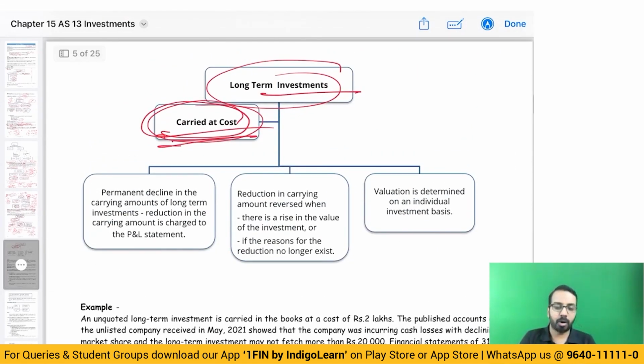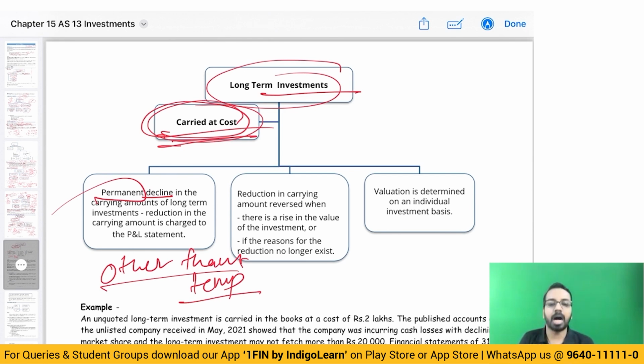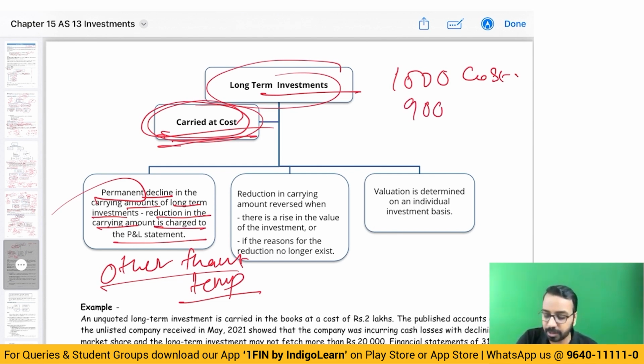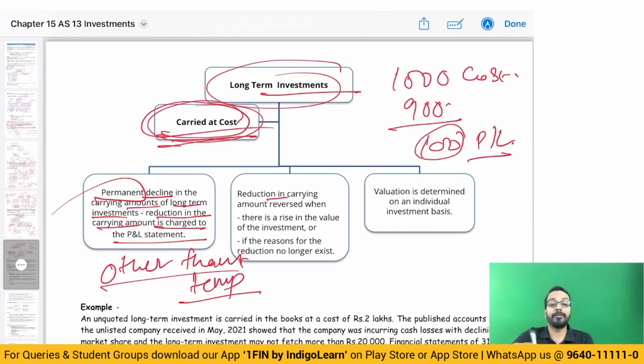Long-term investments are carried at cost, and it is very important that if there is any decline which is other than temporary, for remembering purposes you can think of it as permanent, but you have to say other than temporary, the reduction in carrying amount is charged to P&L. So if cost is 1000 and because of reduction it came down to 900, 100 will be debited to P&L. If subsequently we feel that the decline has been removed, then you will reverse the amount back to the P&L. Again, it is done on an individual basis.